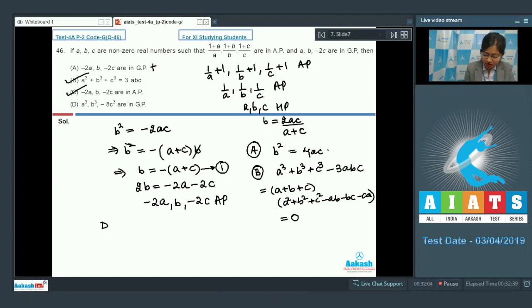Now let us take up option number D, which says that a cube, b cube and minus 8 c cube are in GP. Let us assume they are in GP. So I can say that b raised to the power 6 is equal to minus 8 a cube c cube. Now taking cube root on both sides, I will get b square is equal to minus 2ac, which is true as can be seen from equation number 2. So option number D is also correct. So question number 46 has answer as B, C and D options.